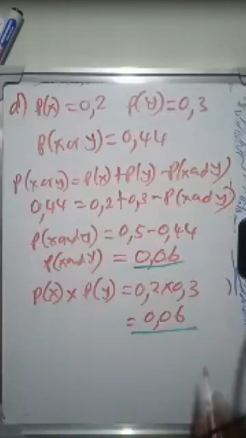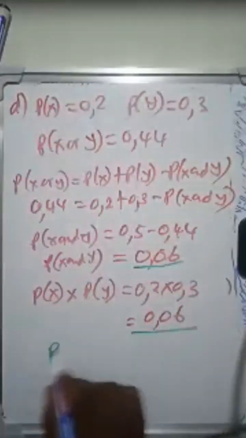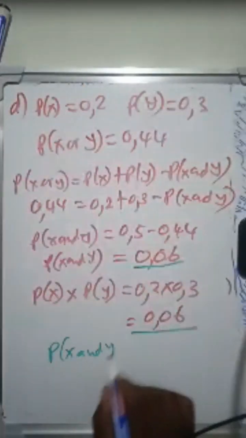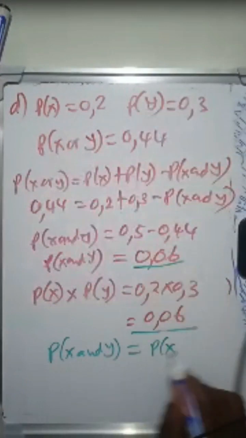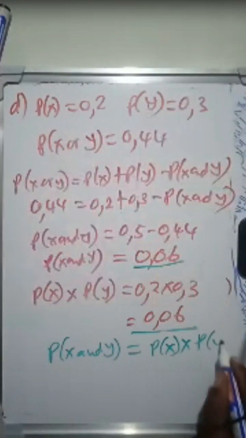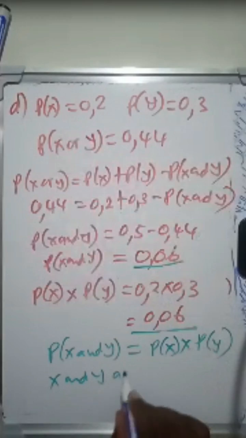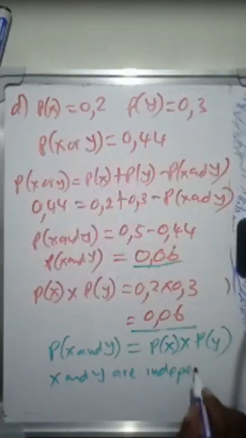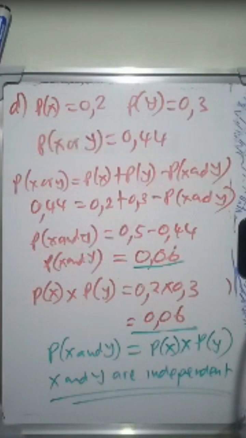So our conclusion, let me conclude in green there. Our conclusion says the probability of X and Y is equal, we are now comparing these numbers, to the probability of X times the probability of Y. So since they are equal, it means X and Y are independent, because they are equal. They are independent. Okay? Right, so that is that with the rules of probability.